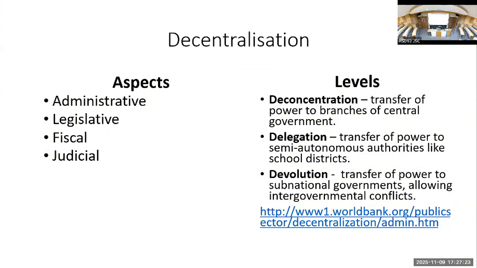Decentralization has different aspects. Administrative means who is carrying out the duty or who is administering it. Legislative means power to regulate. Fiscal means money to spend to carry out the government function. Judicial means the power to judge. Now, fiscal decentralization is something very important because if you do not give your provinces or your states money, how can they actually perform? Indonesia is a good example.